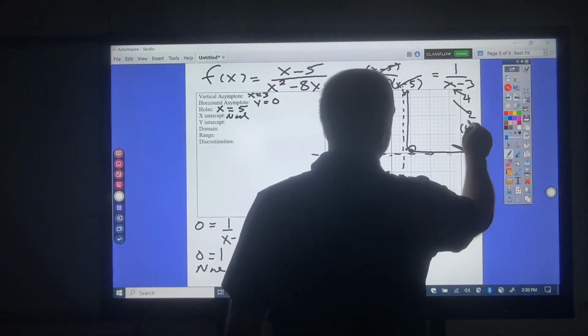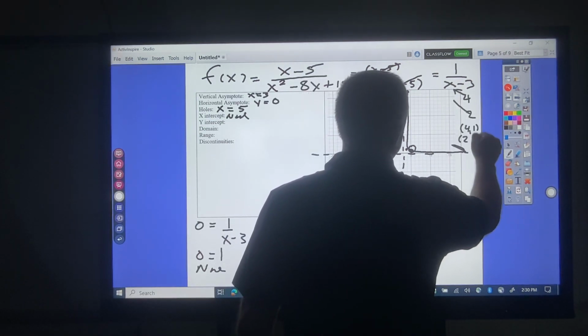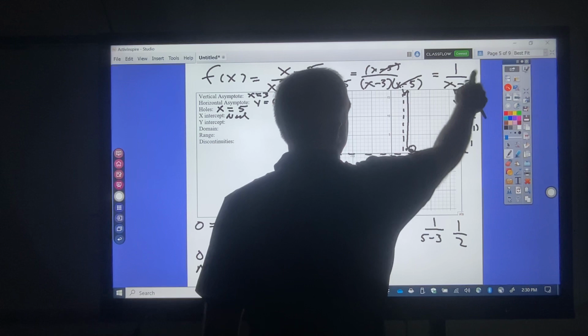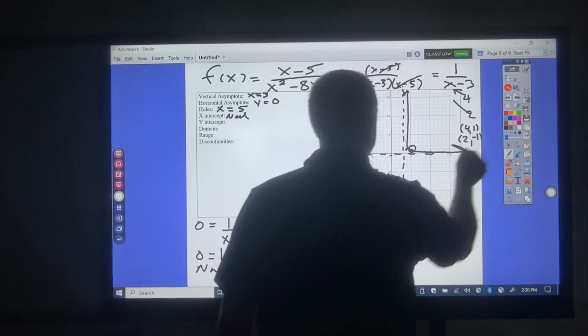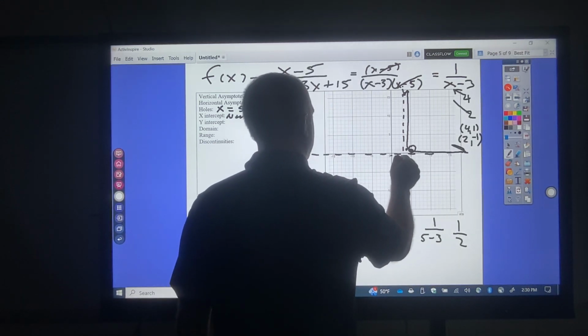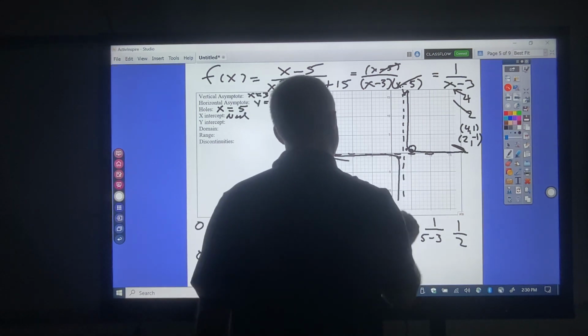If I put 2 in there, the result would be 2 minus 3, which would be negative 1. So 1 over negative 1 is negative 1. So 2 over negative 1 down. So I sort of know that this is what's going on.